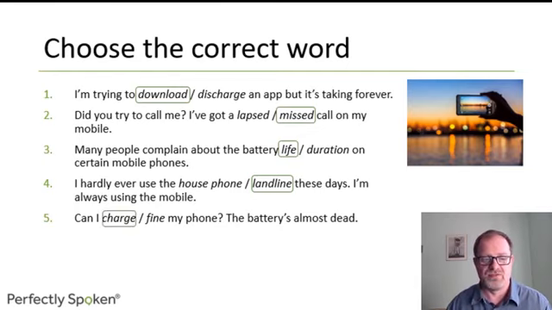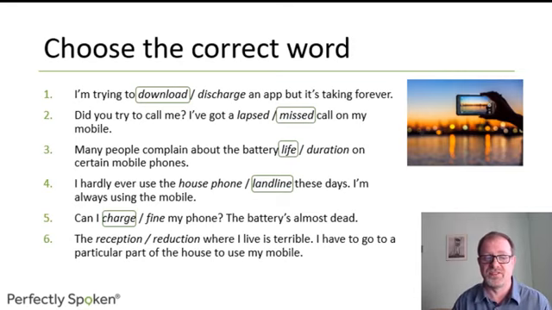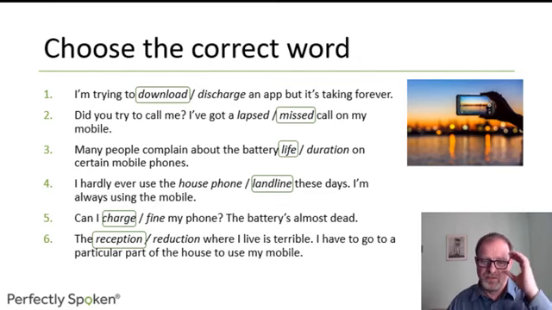Number 6. The reception or the reduction where I live is terrible. I have to go to a particular part of the house to use my mobile. This is actually true. I live in the mountains in Spain, in Catalonia, and actually it's very difficult to get a signal, and we talk about the reception. The reception is terrible. Your ability to connect to the mobile network, 4G or whatever, the reception.